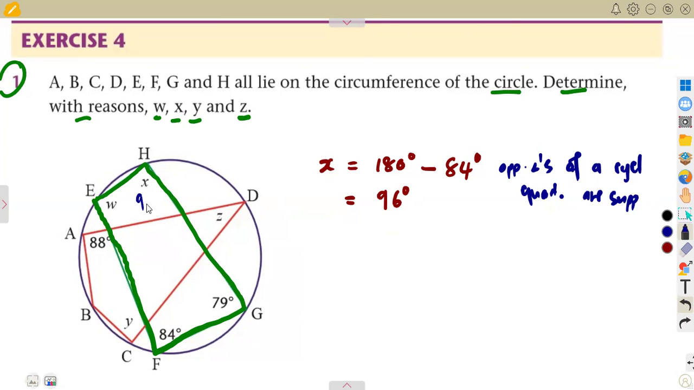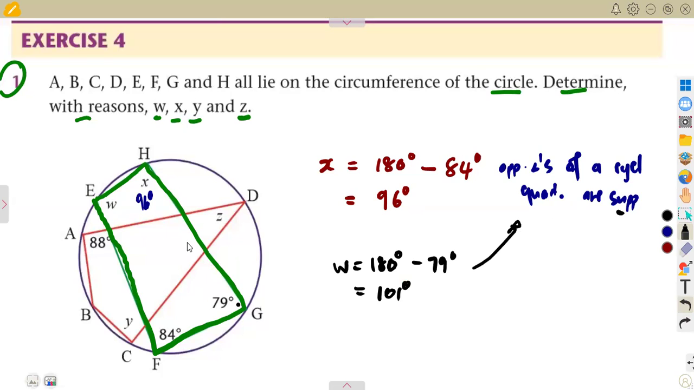So this is 96 degrees, which is the same concept for angle W and the angle of 79 degrees. They are also opposite angles of a cyclic quadrilateral. So I can use the same concept to calculate angle W. Angle W is going to be 180 degrees minus 79 degrees, which is the angle opposite to it. Since these two angles are supplementary, I subtract this from 180 degrees, and that gives us 101 degrees. The reason is the same: opposite angles of a cyclic quadrilateral again.